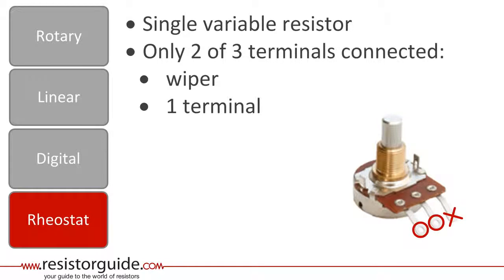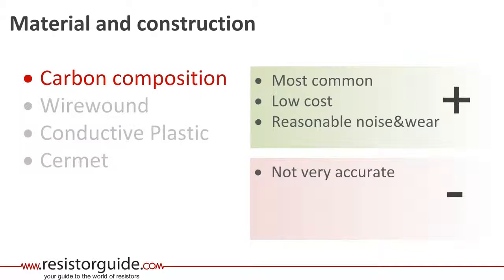The fourth category is the rheostat. Basically it is a single variable resistor. If we take a potentiometer and we connect only the wiper and one of the other terminals, we created a rheostat. For the resistive element, different materials can be used.